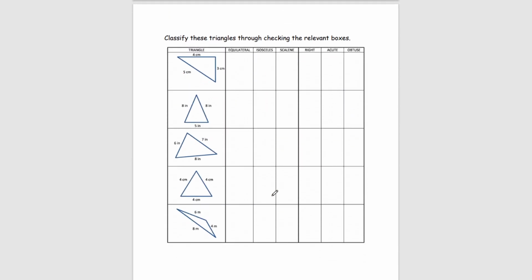Moving on to the next one, we'll be classifying these triangles by checking the relevant boxes. We can look at these terms: equilateral means that all sides are the same, so we have 3 sides equal. Isosceles means at least 2 sides equal. And scalene stands for at least 1 side equal. Or not, scalene is no side equal actually.